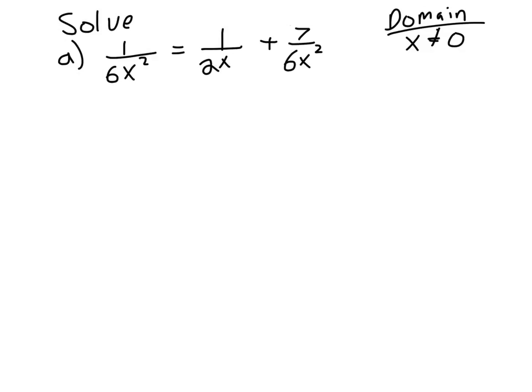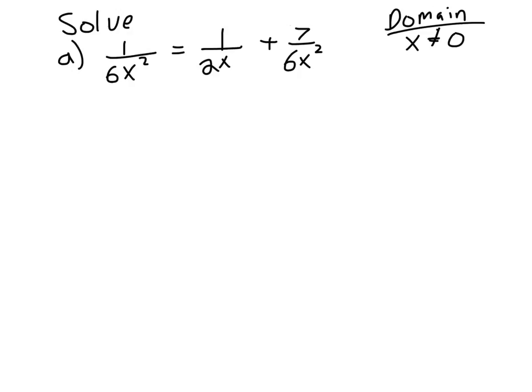So when you're going through and you're solving, if you get your answer and it says x equals 0, that's not a valid solution. So what's that called? That's called an extraneous solution or an extraneous root. So let's go ahead and solve this one, see what happens.